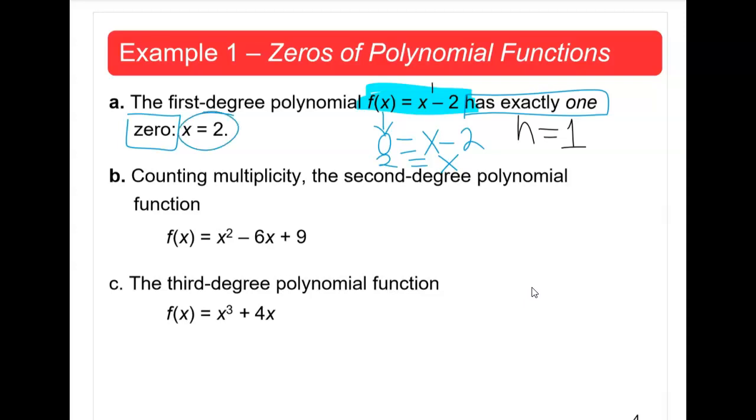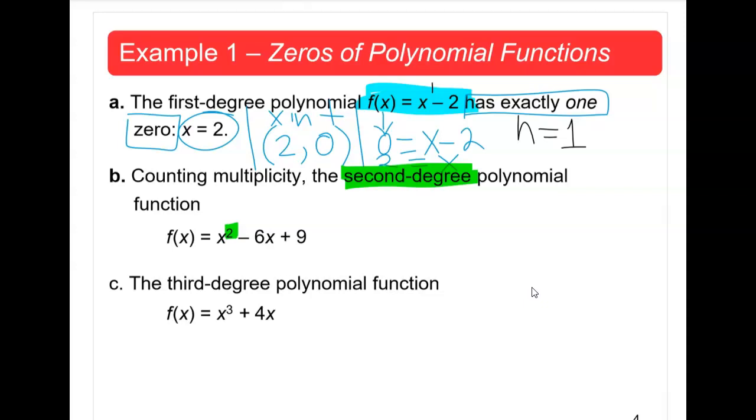So that 0 is 2 at 2. Since it is a real number, the x-intercept will be the point (2, 0). Next, part B, we have a polynomial of second degree. And you can see that because of the exponent that we have there.